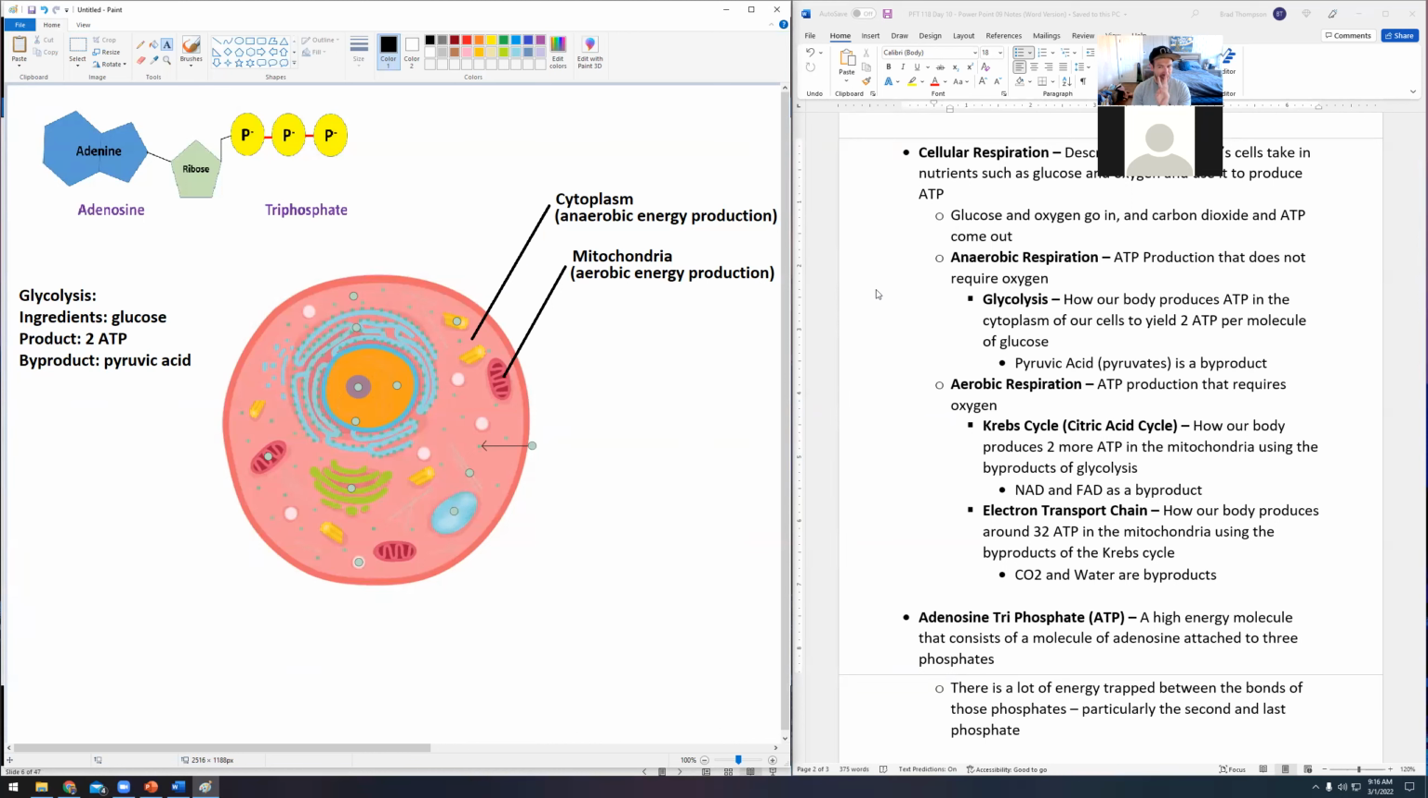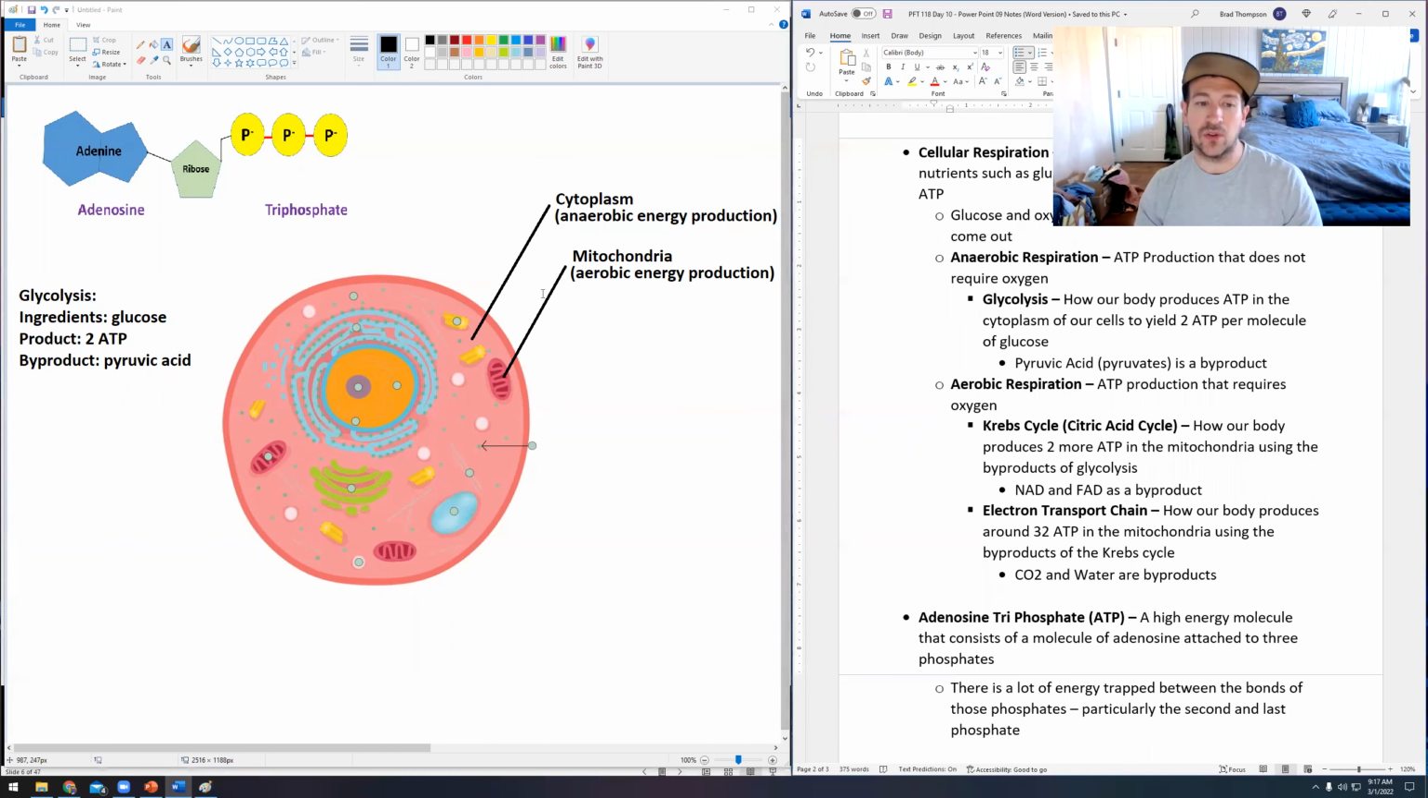But it takes 2 molecules of ATP to get this whole process started, which is kind of funny, right? It's like, in order to make a little bit of money, you have to spend a little bit of money. So you spend 2 molecules of ATP to make 4, you're netting 2 molecules, right? But you're also making a whole bunch of that pyruvic acid.